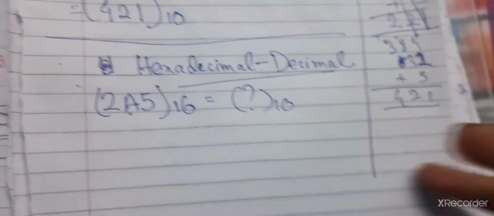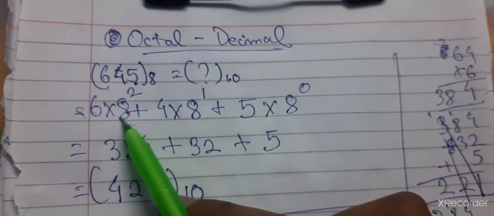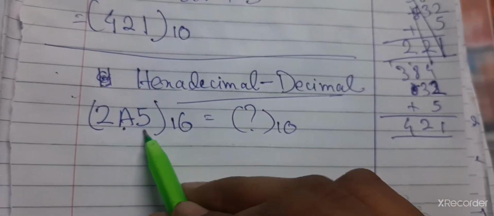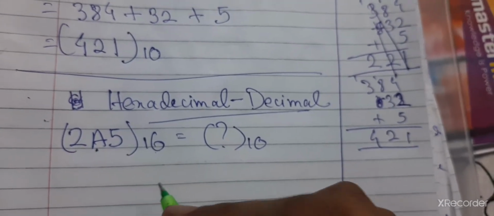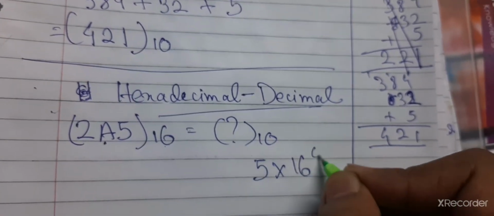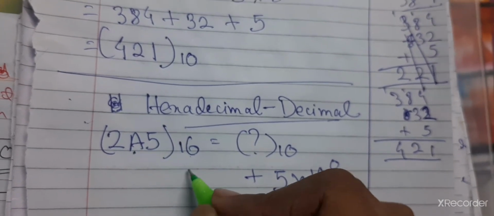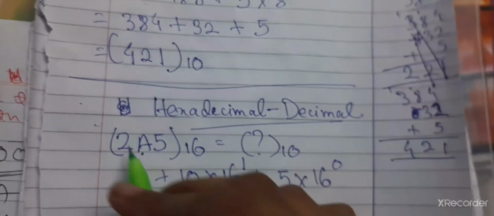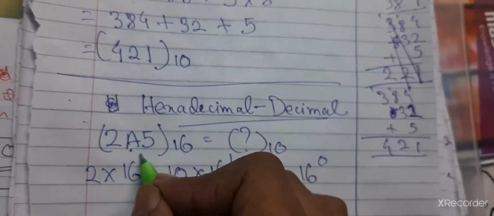As usual, as we did the earlier conversion where we multiplied each of the numbers with 8, here we will multiply each of the numbers with 16, following the same rule. So first we have 5, that is 5 into 16 to the power 0, plus A represents 10, so we will write 10 into 16 to the power 1, plus next 2 into 16 to the power 2.